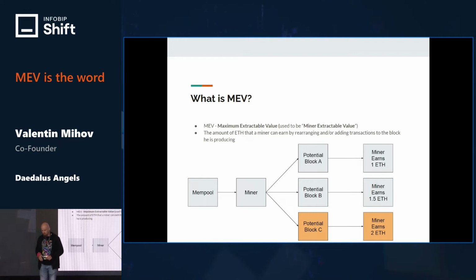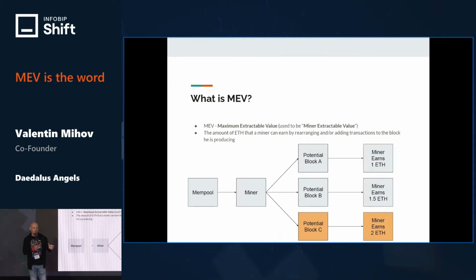So what is MEV? It's an abbreviation of maximum extractable value. Actually, it used to be called miner extractable value because it's connected with miners and validators, but the more general term is maximum extractable value. The way blockchains work is that you have this mempool of transactions that are still not verified. They're still not on the blockchain. These are transactions that people sign and send to the network, and they just sit there waiting to be included in the blockchain.